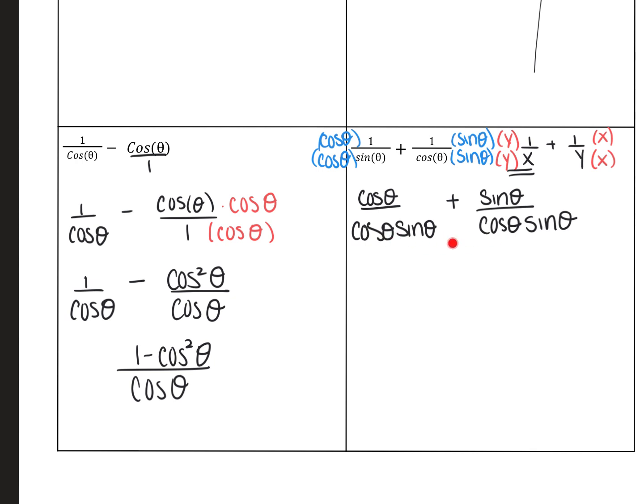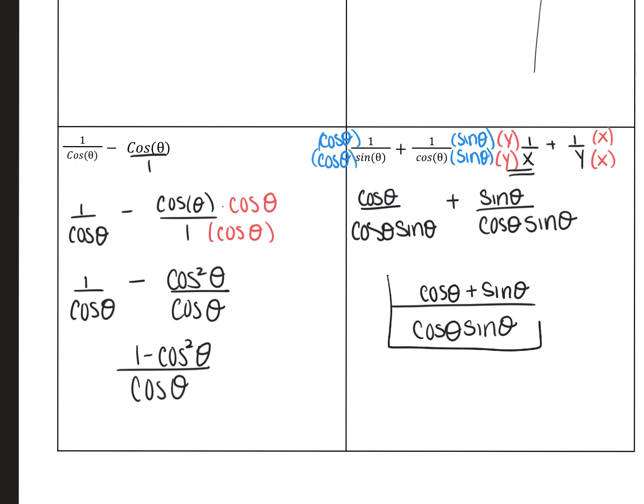So now that the denominators are the same, the rule says we keep them the same. So cosine theta sine theta. And then we just add the tops. So we can't add x and y together. They're two different things. So we just write it as cosine of theta plus sine of theta. And that's it. That would be our final answer.